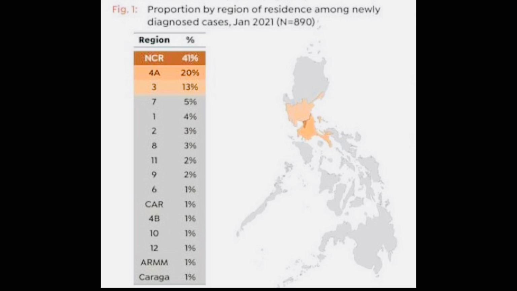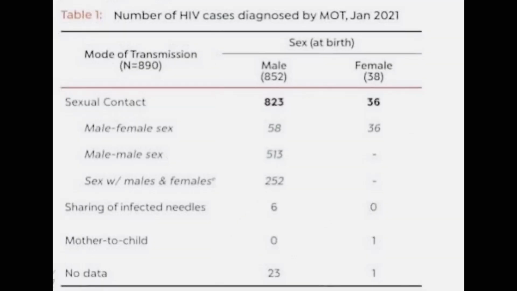The regions with the most number of newly reported cases were NCR with 364 or 41% cases, followed by Calabarzon with 181 or 20% cases, and Central Luzon in the third spot, and that includes Nueva Ecija, where 120 or 13% new cases were reported. And among these newly reported cases who had acquired HIV through sexual contact, 89% or 765 were males who have sex with males, followed by male-female sex. Newly reported cases of HIV infection were also due to sharing of infected needles and mother to child transmission.